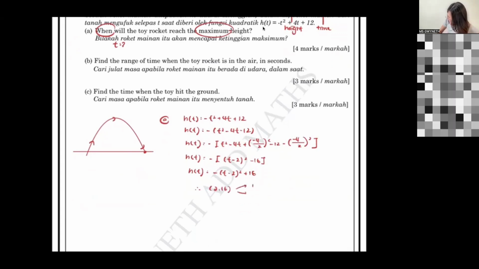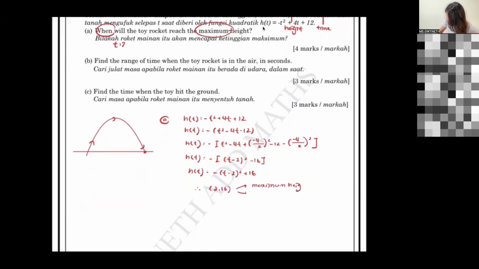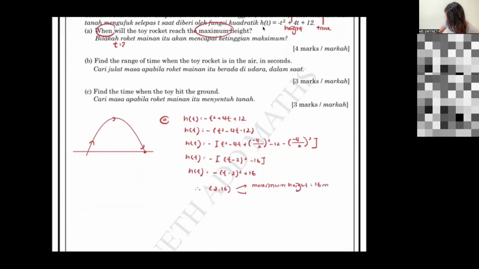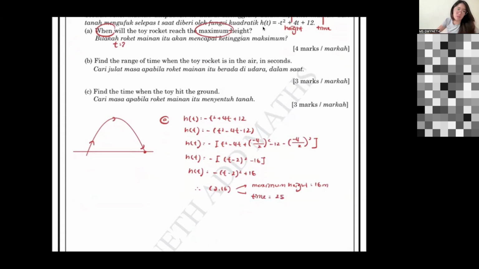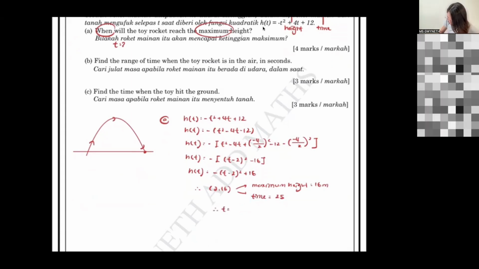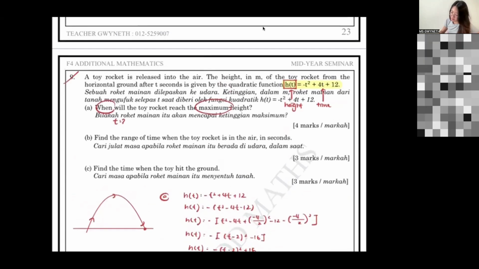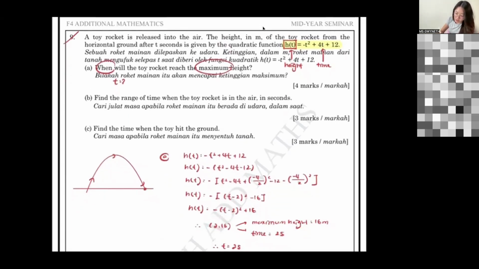From here, the maximum height: if the question is asking for maximum height, then it will be 16 meters. If they are asking about the time, time is 2 seconds. So in this question, they are asking for the time, right? So t equals 2 seconds. Yep, t in seconds.